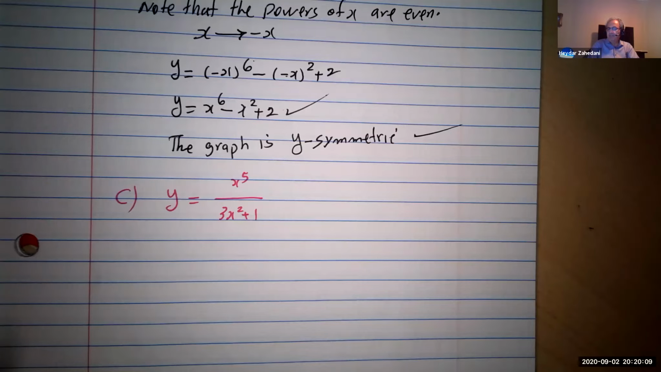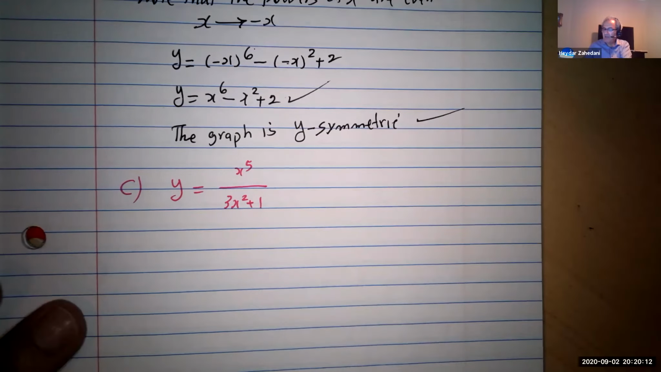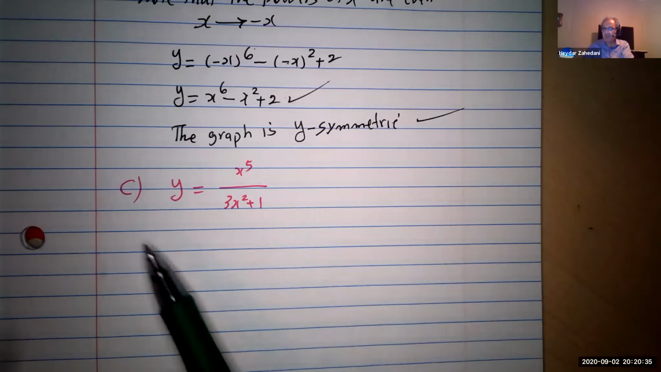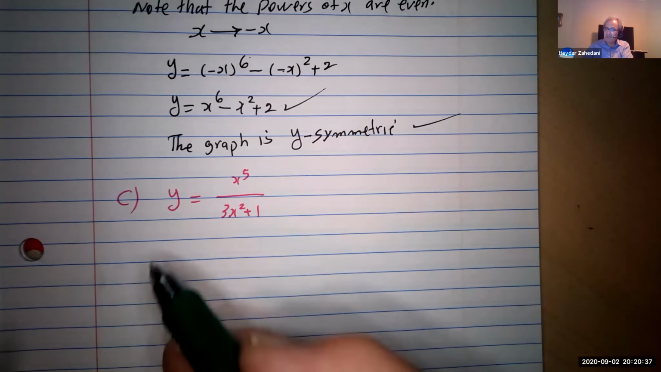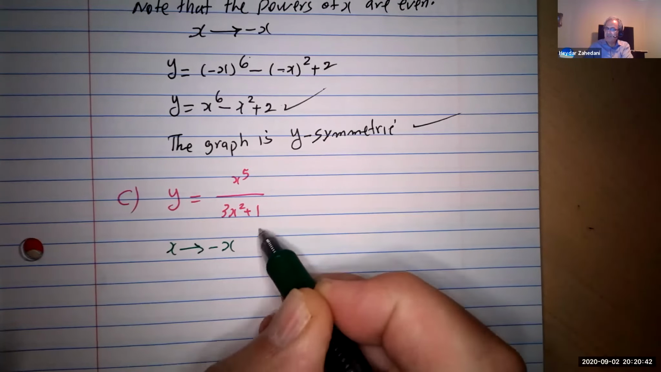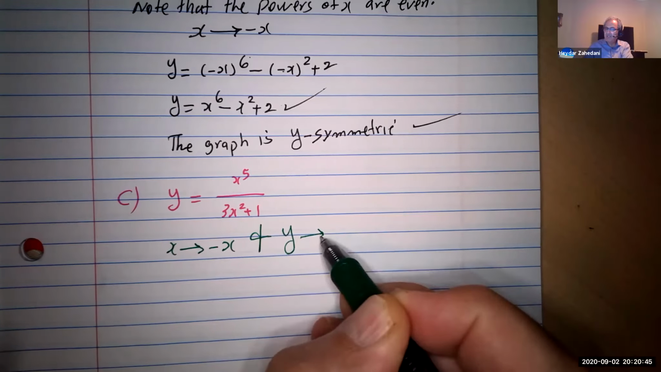You want to check this one? Okay, so look at this one. You don't have all the even powers. You see the power of the y is odd. The power of the x, one of them is odd, one of them is even. So we cannot test case 1 or case 2. So we go to case 3. In case 3, you replace both of them, so you don't need even powers altogether. So check x goes to negative x, and at the same time, y goes to negative y.